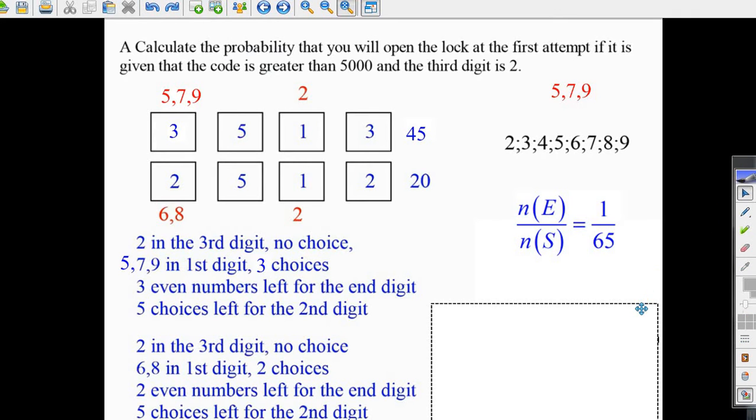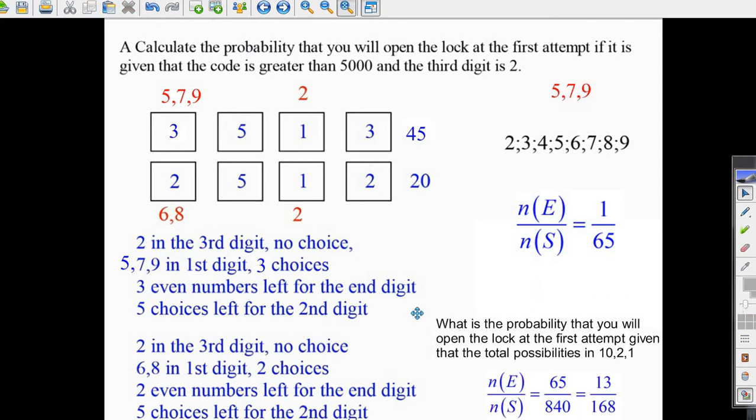So take a look at this. The first time I did it, I was thinking, what's the probability you'll open the lock in the first attempt, using the total possibilities in 10.2.1. I've read it closely now, and I realize you're not supposed to do that. So I put my 65 over 840 to get that. That's just not right. You don't do it that way.